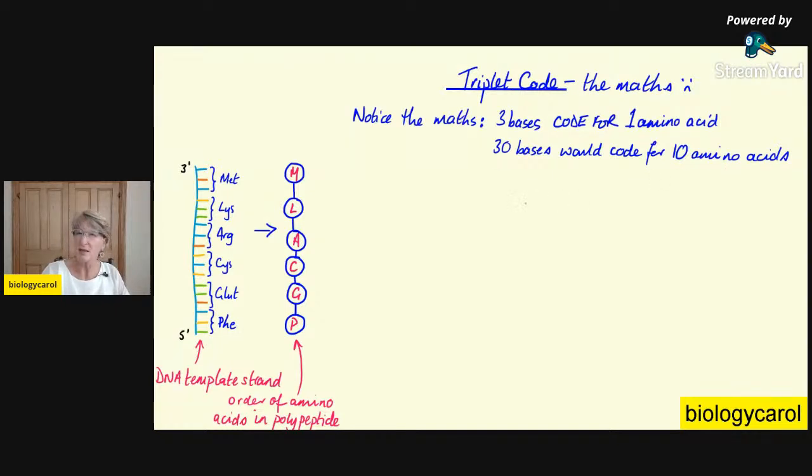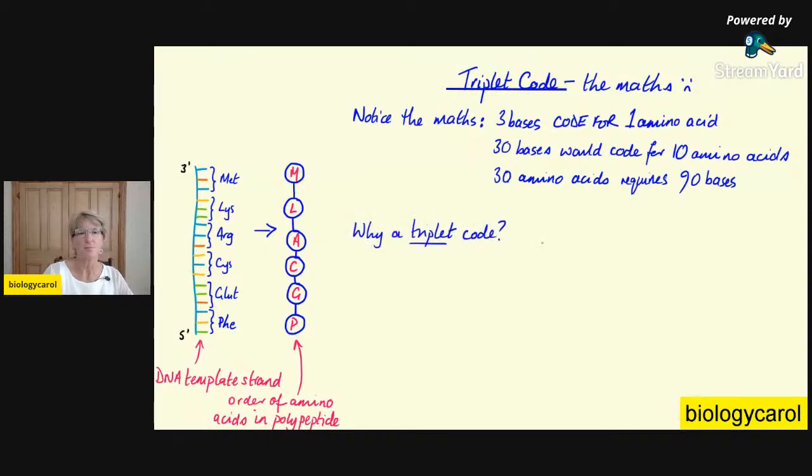But let's make sure we get this the right way round. 30 amino acids require 90 bases for their coding. Hope that makes sense. You've got to get it straight in your head which way round that multiplication or division by 3 occurs. But why do we have a triplet code?